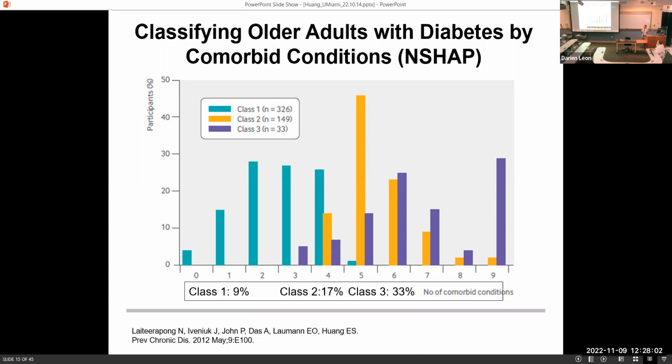Class 3 tends to have a lot of cardiovascular disease, heart failure, stroke, and coronary artery disease. Class 2 tends to have a lot of geriatric conditions: urinary incontinence, falls, frailty. And I'll show you later that we've been able to replicate this in newer waves of NSHAP, but also in other data sets. So it seems to be something we can replicate and find these three clusters. Remember the number 3.